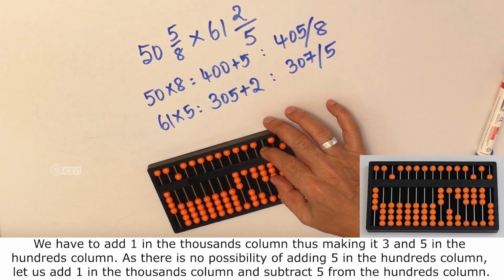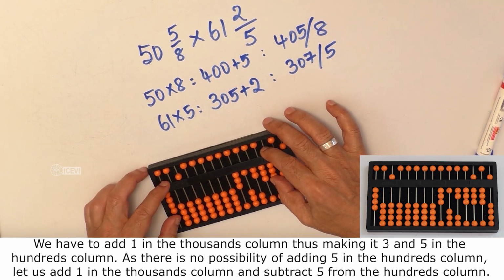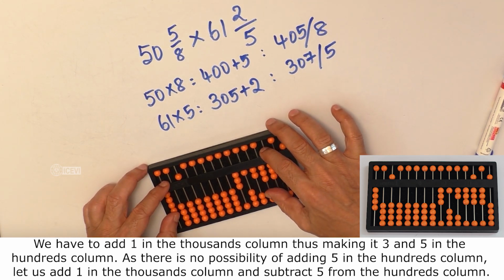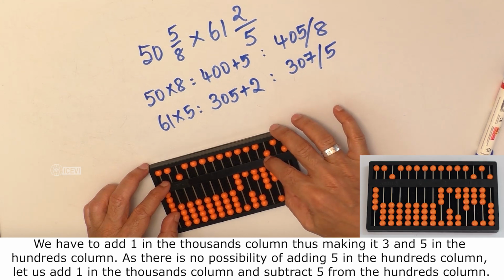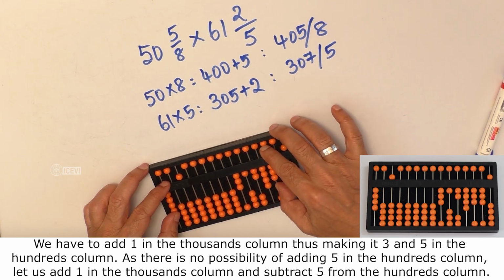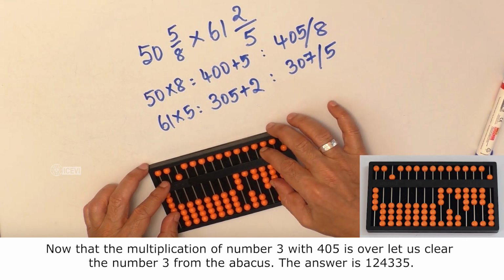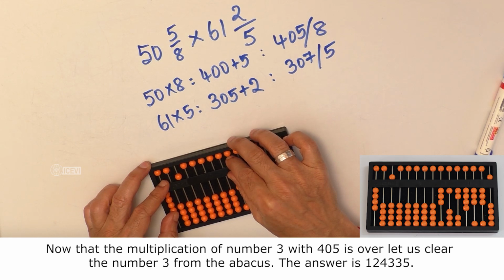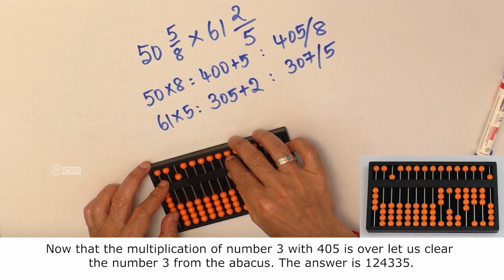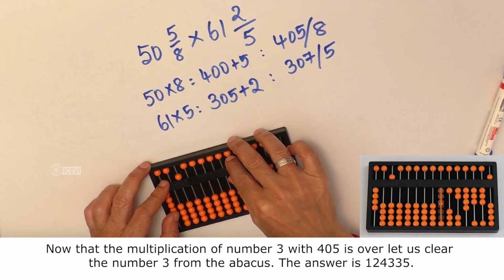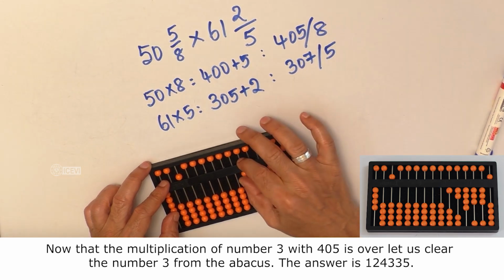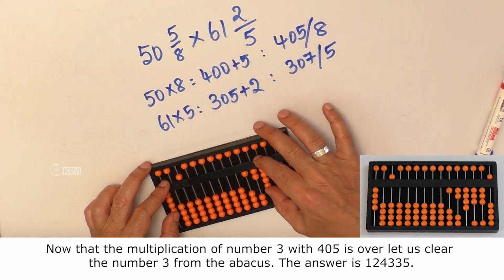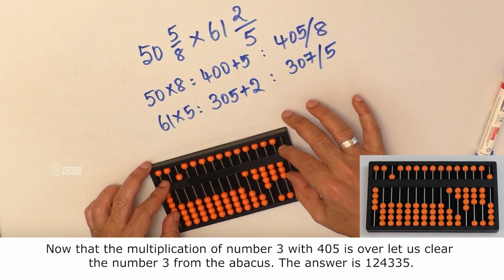As there is no possibility of adding 5 in the hundreds column, let us add 1 in the thousands column and subtract 5 in the hundreds column. Now that the multiplication of the number 3 with 405 is over, let us clear the number 3 from the abacus. The answer is 1, 2, 4, 3, 3, 5.